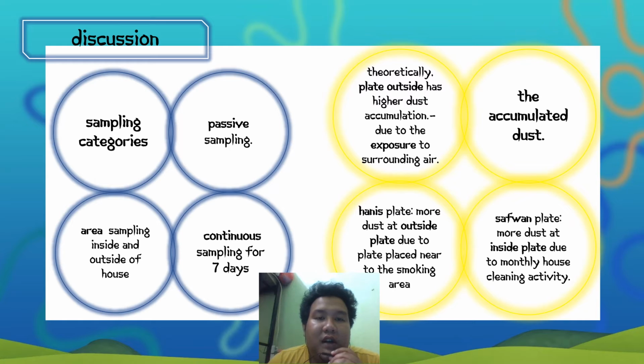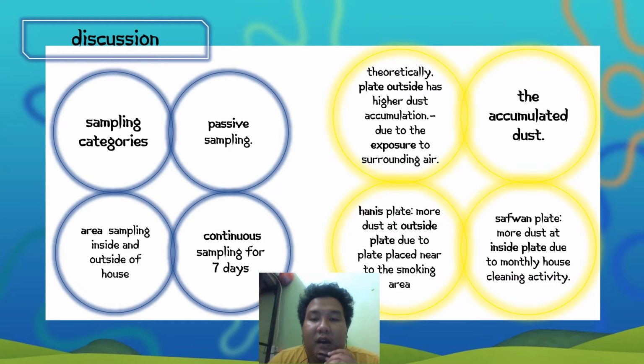Here comes the discussion. First of all, the dust catcher is an air pollution monitoring device. The sampling of the dust is done by passive sampling, where there is no mechanism to attract the dust. The dust is simply accumulated on the sticky surface of the plate. This is also continuous sampling, where the plate is left for 7 days. It is also considered area sampling because the plate is placed in a certain area, which is inside and outside the house.